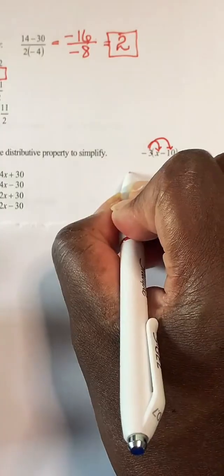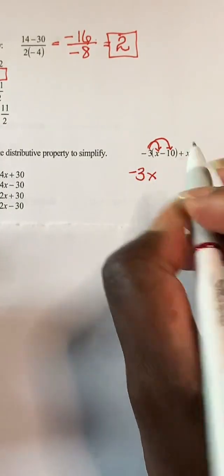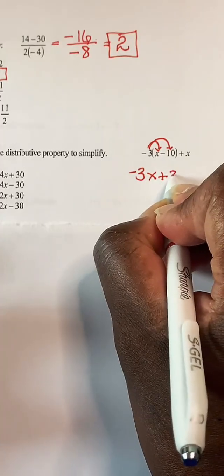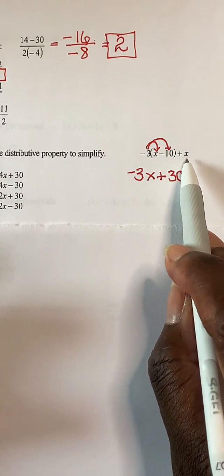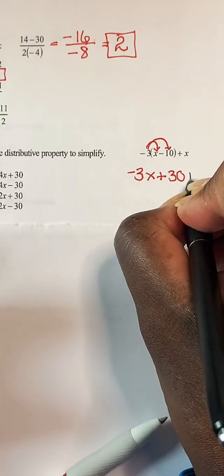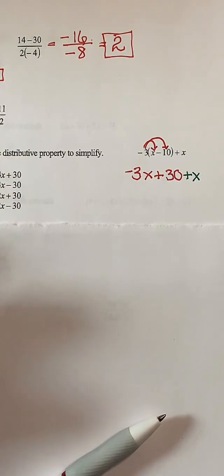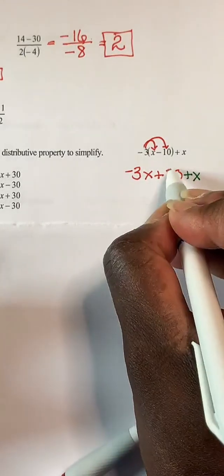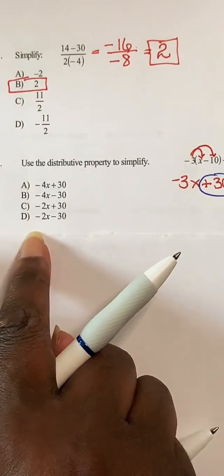So let us go. When we do our distributive property, we have our -3 being multiplied to the x, as well as being multiplied to this -10. That minus sign, we're acting it as a negative. So -3x, now we have a negative times a negative. That will give me my positive 30. Now, this plus x is not inside the parenthesis. So what's going to happen? It's going to come on down.